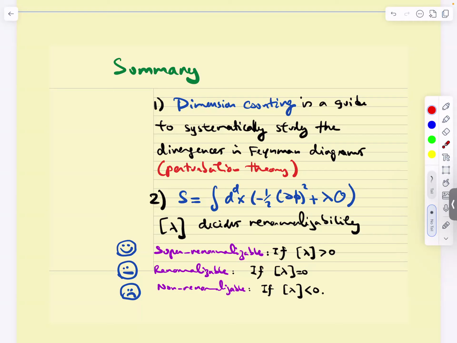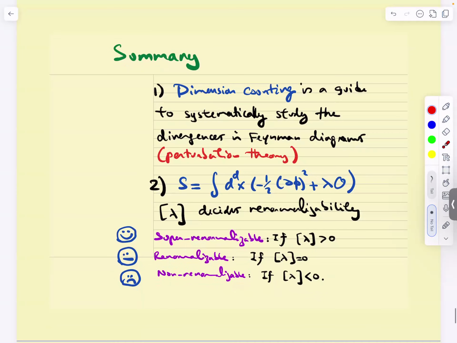Actually, QED does not make sense. We'll see that. But the standard model will end up being renormalizable and nice. And then there are theories that are non-renormalizable. At this point, we're not going to be able to deal with them perturbatively, but perhaps at some point we'll get to exact RG.